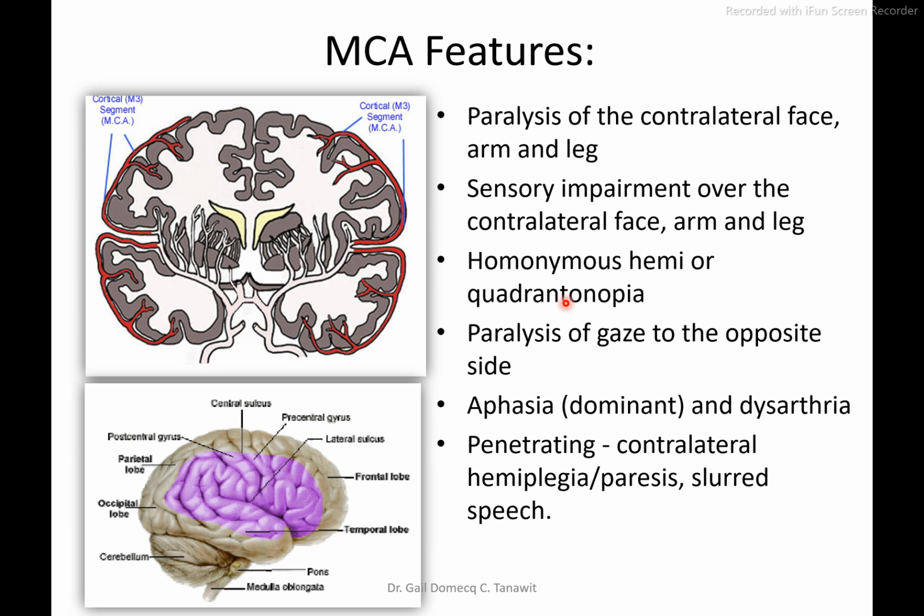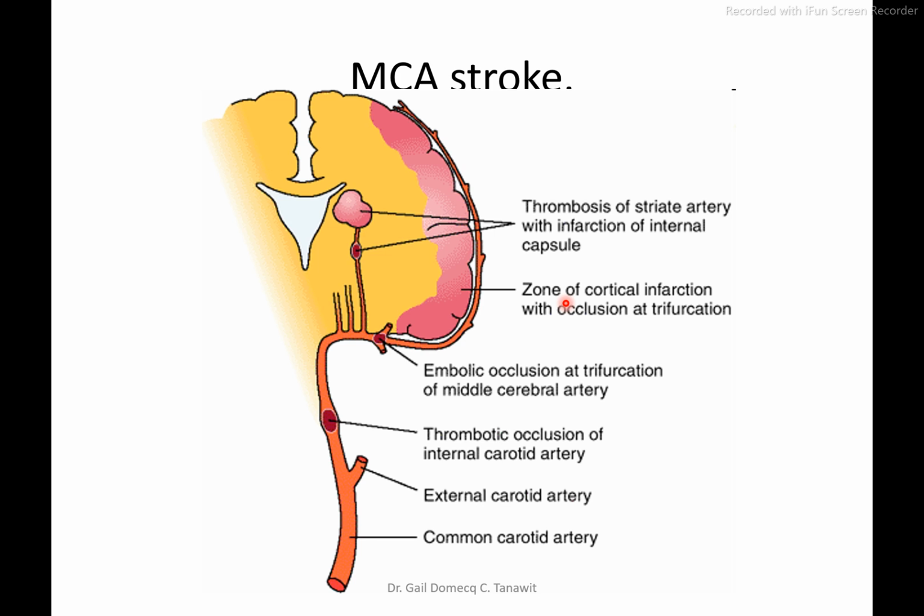So, for instance, in your MCA, paralysis of the contralateral face. Ayan. So, MCA. Okay. So, dito, on your MCA, contralateral face, arms, and leg. Sensory impairment over the contralateral face, arms, and leg. Homonymous hemianopia or quadrantanopia. Paralysis of the gaze to the opposite side, aphasia. And what else? If it's the penetrating, contralateral hemiplegia or paresis, or even slurring of speech. Okay. So MCA stroke.